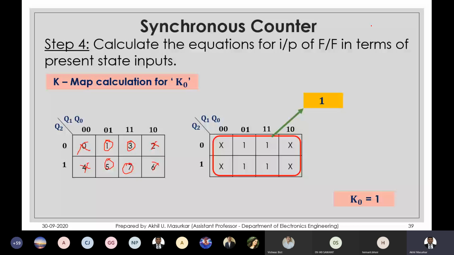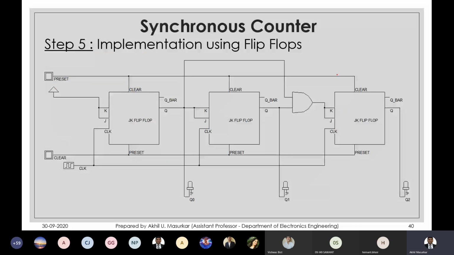So let's go ahead and see how the implementation is. Now here we have 3 JK flip-flops. First of all, in all 3 cases, J2 is equal to K2, J1 is equal to K1, and J0 is equal to K0. That is why, whatever their value is, I have shorted J and K.